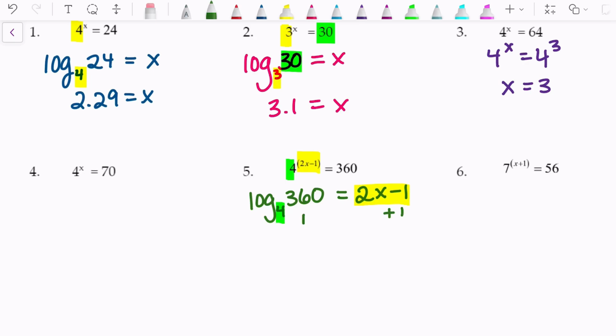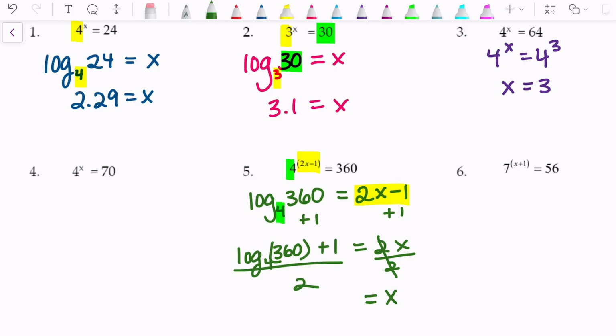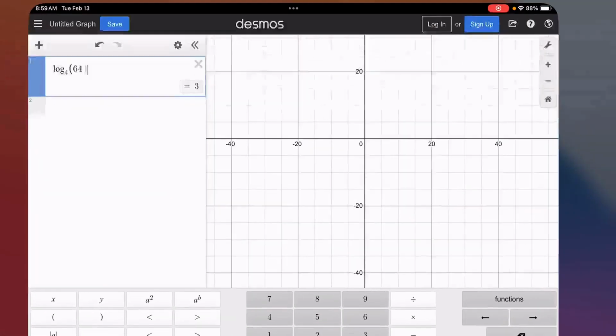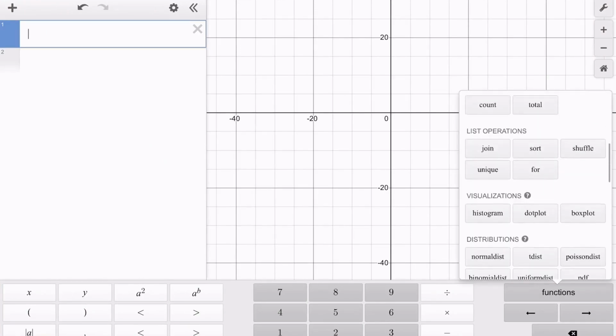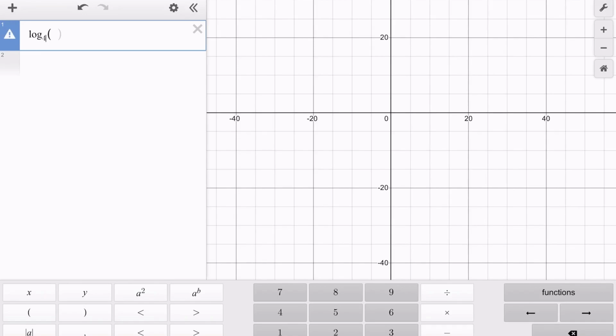So I'm going to add 1 to both sides. So now I have log base 4 of 360, and I'm just going to put my parentheses here to show that goes there. And then I have my plus 1 is going to equal 2x, and so then I would divide by 2. And I'm going to do my plus 1 divided by 2 all at once in the calculator instead of rounding in the middle. And so I would do log base 4 of 360. I'll go ahead and hit the fraction button. Up here at the top, I'm going to put my plus 1, and then I'm going to put my divided by 2, and so that gives me 2.62.